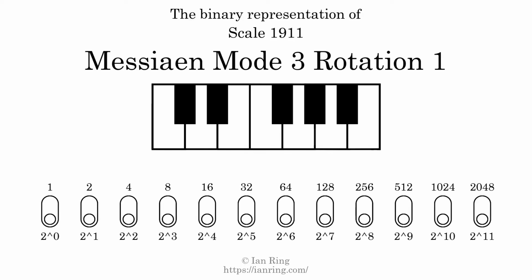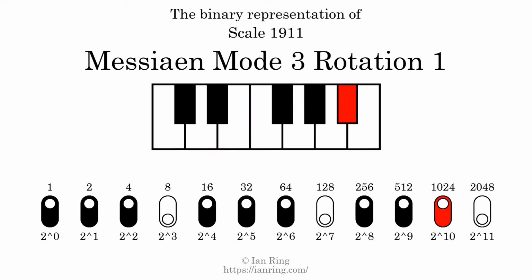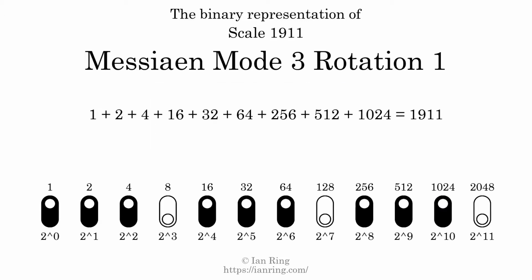The binary representation of this scale is determined by mapping tones of the scale to binary digits. Each binary digit represents a power of 2. To get the scale number, we add the powers of 2 together. The powers of 2 that are present in the scale, all added together, equals 1911. That is why the scale number, in decimal, is 1911.